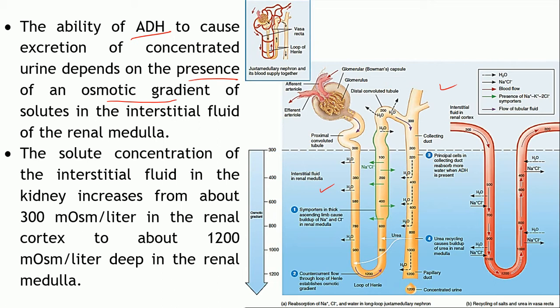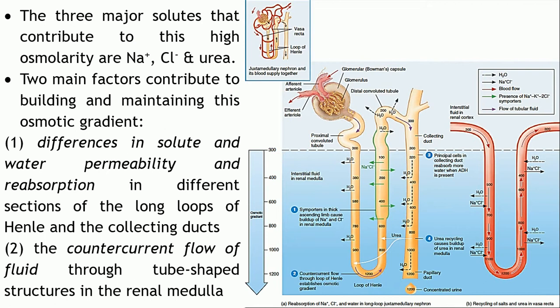Okay, so as we have seen, the osmolarity of the interstitial fluid increases as you move deeper into the medulla. It may increase from 300 to roughly 1200 in the deeper layers of the renal medulla. So what makes it possible to maintain this osmotic gradient? It should be maintained, right? It should not get disrupted.